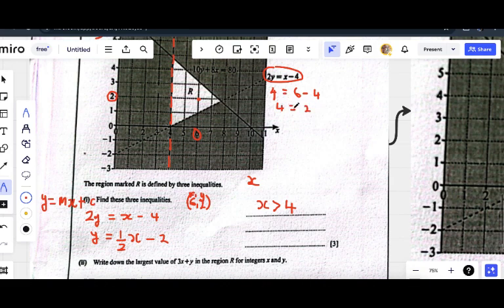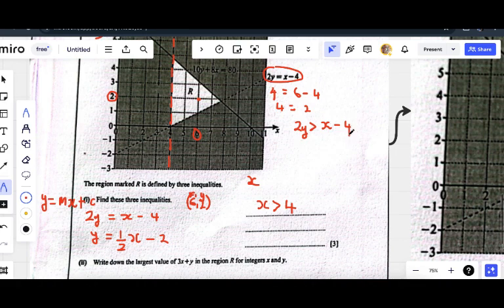So you know what that tells you? This inequality will be greater than. So this inequality will be written like this. So easy. Just pay attention. This inequality will be written like this: 2 is greater than x minus 4. So this is how you write the inequality. This is how you found out that this inequality is going to be greater than.